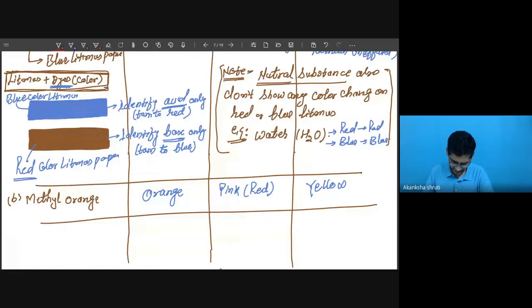The third chemical, the artificial one, is phenolphthalein. It is phenol. Phenol is a group that you will learn in higher standard, and phthalate is another group. This phenolphthalein is a colorless compound.